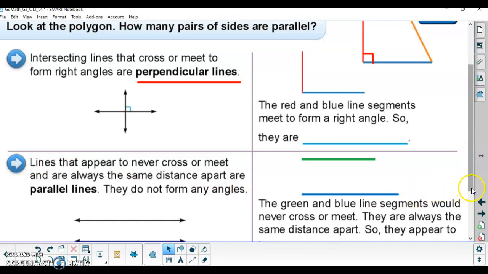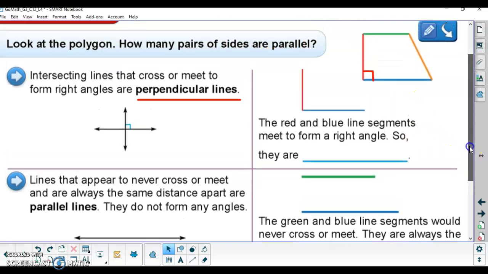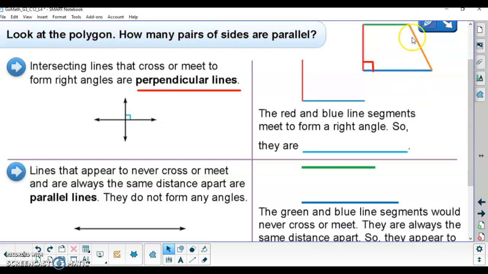Our beginning question was how many pairs of sides are parallel in that shape that we were just talking about. We talked about lines that were intersecting. Those are not parallel. We talked about lines that were perpendicular, also not parallel. Lines that appear to never cross or meet and are always the same distance apart, those are parallel lines. They do not form any angles. So if we look at our shape, we can see that the green line and the blue line, no matter where we are between those two lines, there's always the same distance.